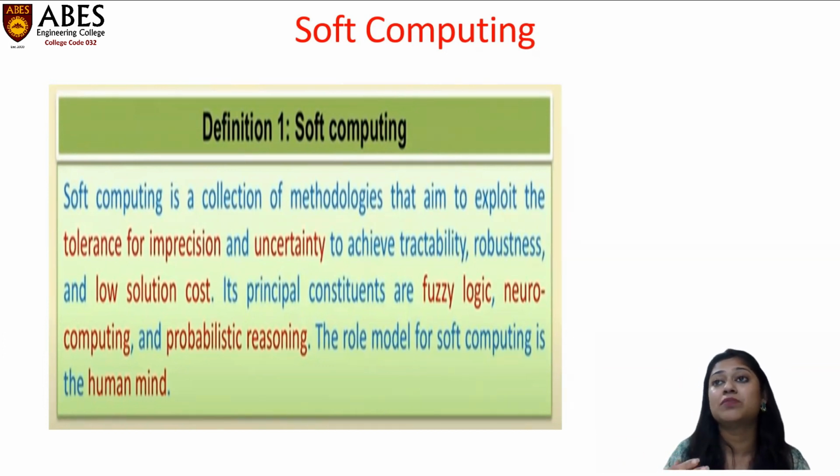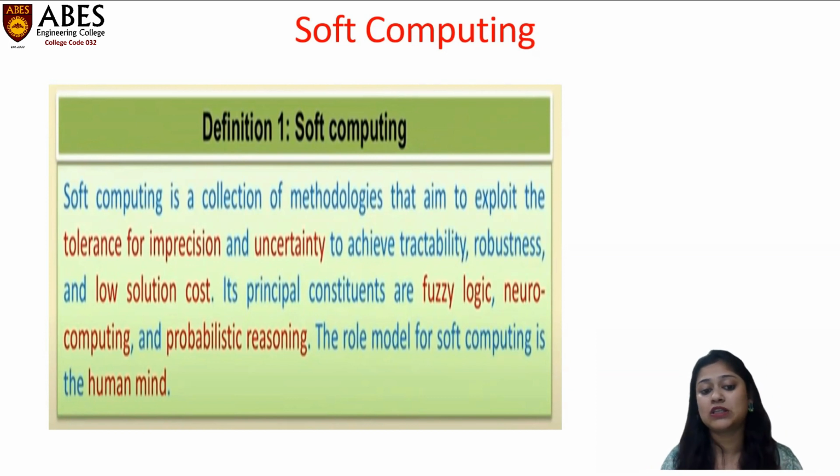Maybe they have some different values as the output, but I have multiple solutions. And definitely it's a low solution cost because it's not following the hard regime. So its answer and solution are towards the low solution cost. The principle we obtain from fuzzy logic, neural computing, and probabilistic reasoning. These terminologies, these complete things, we will learn in the upcoming videos.